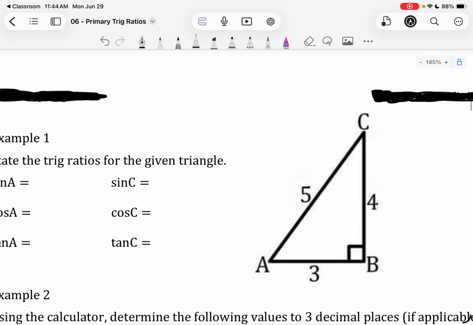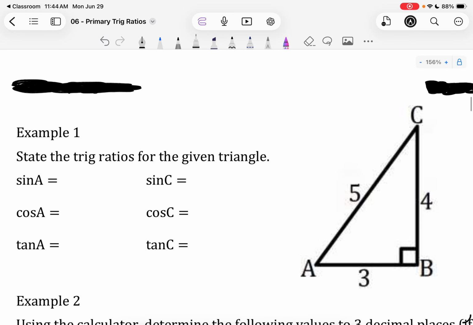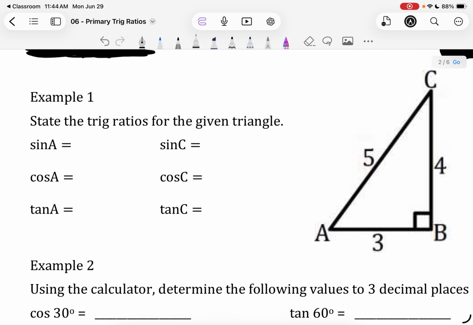Moving on, let's state the given trig ratios for this triangle. Just to make it easier, this is angle A, this is angle C, and this is angle B, which is the 90-degree angle. Now, you can try this on your own, but we're going to get straight into it right here. So, sine is opposite over hypotenuse. This is the opposite, 4, and hypotenuse is 5. So sine equals 4 over 5. Cos would be 3 over 5. And tan would be 4 over 3.